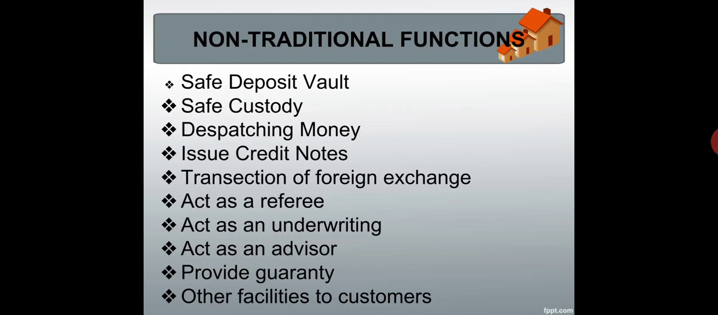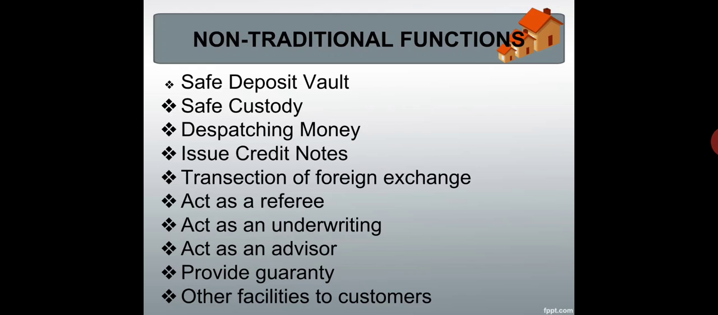So now let's have a discussion about non-traditional functions. The first one is safe deposit wallet. Second one, that is safe custody. Then after, dispatching money at other places. Then after, issue of credit notes and so on. Then after, transactions of foreign exchange.